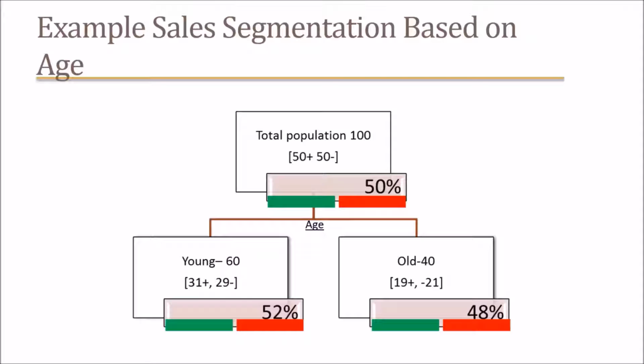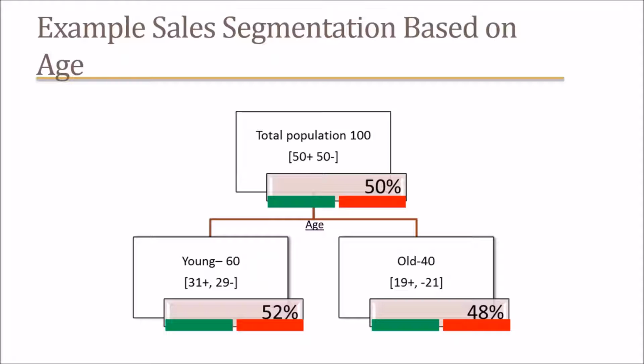So at the overall level, I know 50% buying, 50% not buying. Even if I divide them based on age, within young customers again it looks like 50-50, nearly 50% buying, 50% not buying. Again in old customers, 50% buying, 50% not buying. Then dividing the whole population based on age doesn't really help us, because we already know 50% of the customers will buy, 50% don't buy.